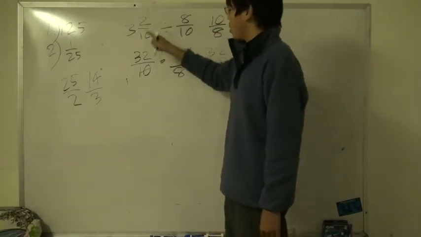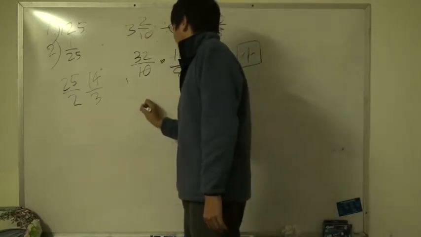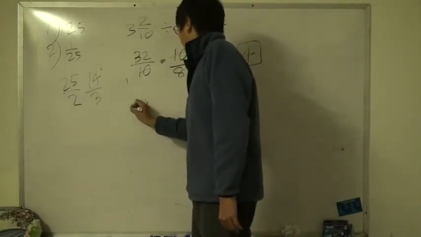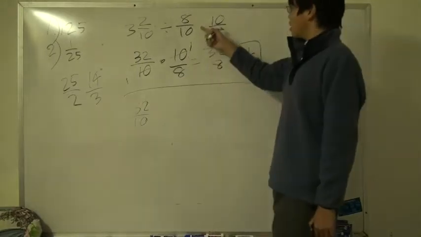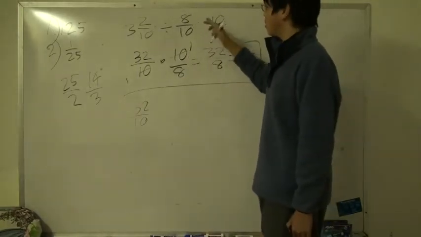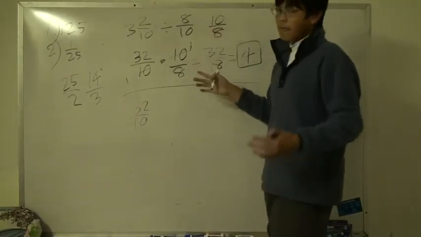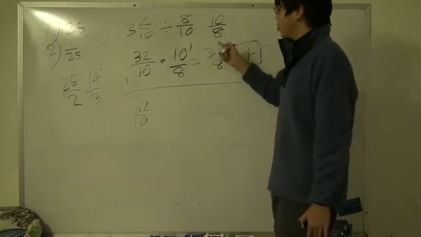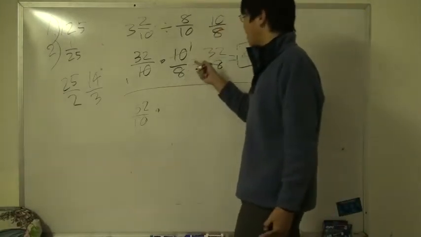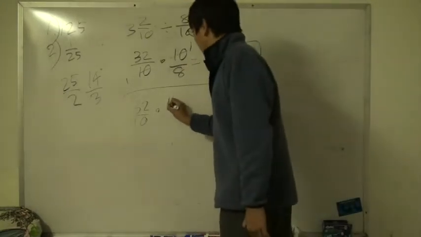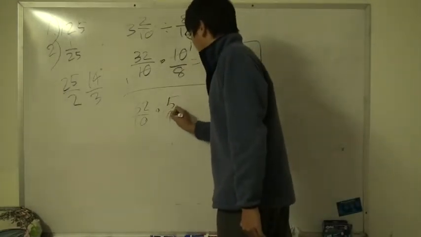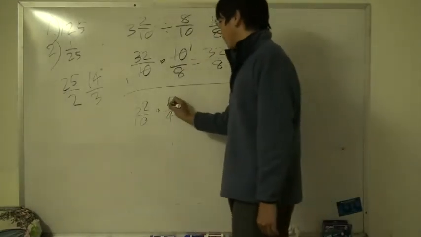Another way to approach this, we do the same thing. We change this into an improper fraction, 32 over 10. And we could simplify after we do the reciprocal. So it'll be times 10 over 8, which can be reduced to 5 over 4. So now we can simplify this.